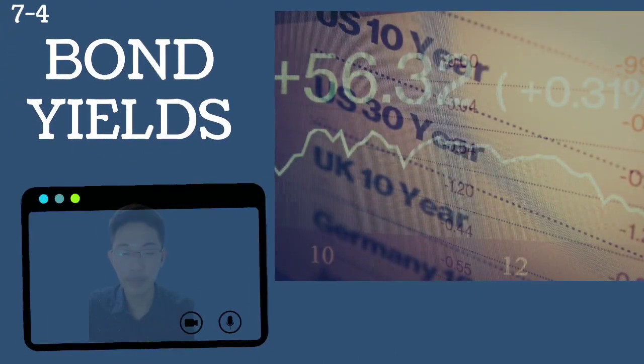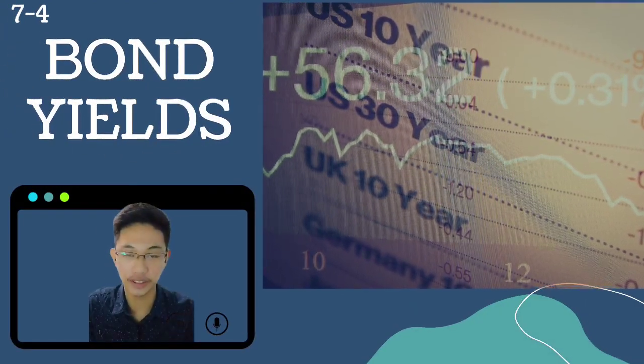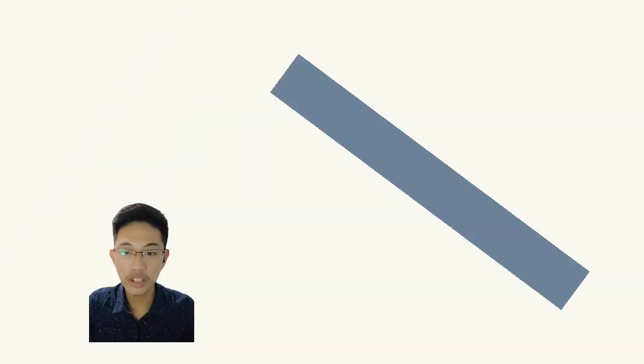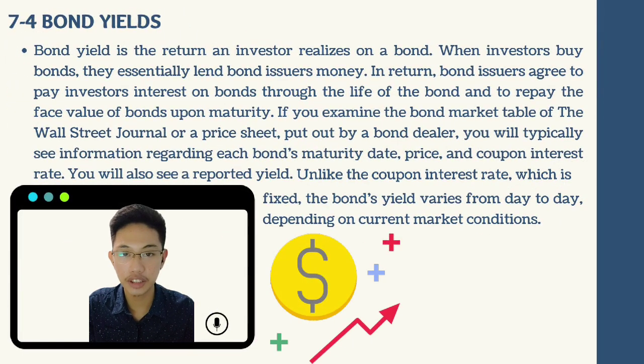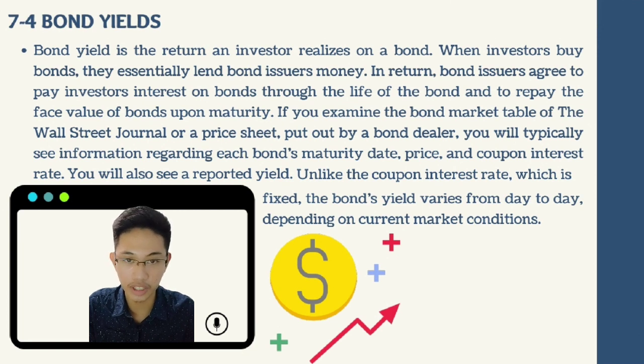Hello, my name is Daniel Marigliani and my topic to be discussed is bond yields. Bond yield is the rate of return an investor realizes on a bond. When an investor buys a bond, they essentially lend money to the bond issuer, and in return, the bond issuer agrees to pay interest to the investor throughout the life of the bond and to repay the face value of the bond upon its maturity.